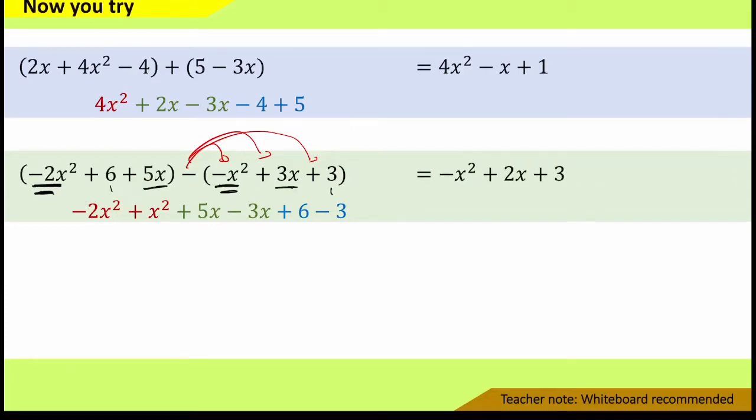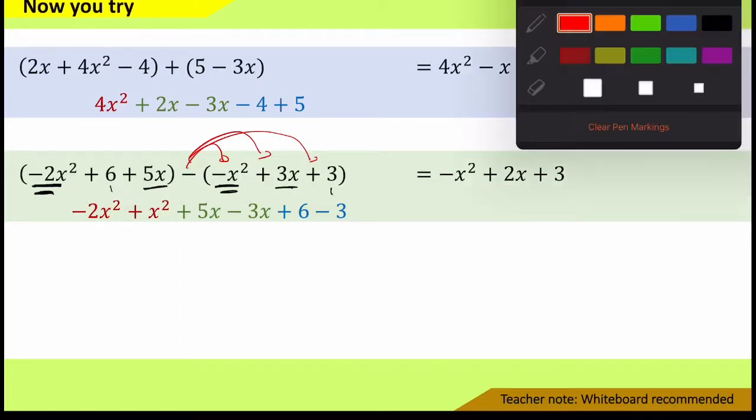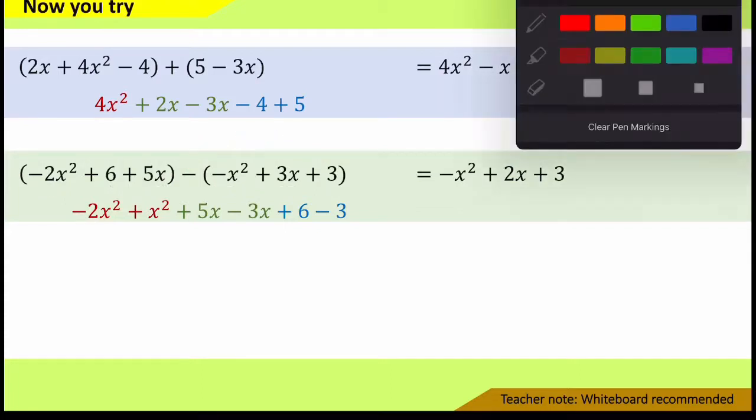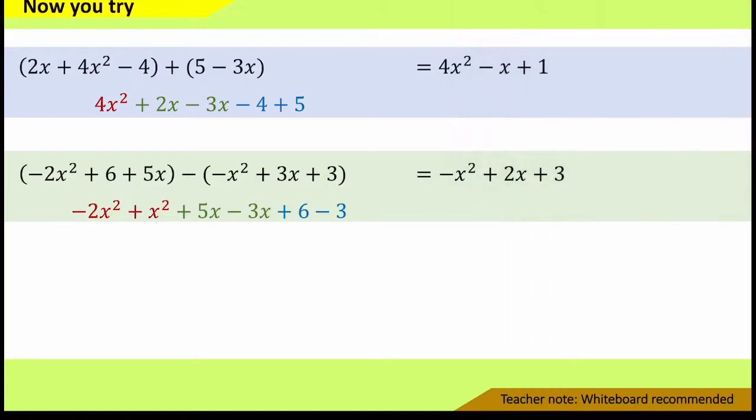So once we add all those together, we get negative x squared plus 2x plus 3. Now let's say you didn't distribute. That is okay. There's lots of ways to do this. You can do it like so.